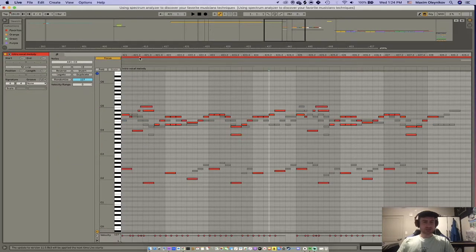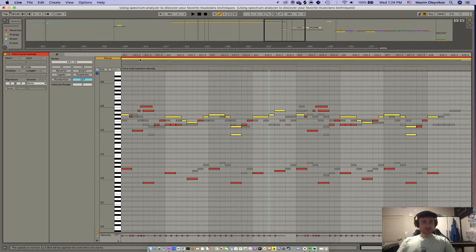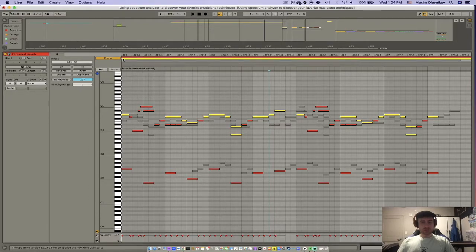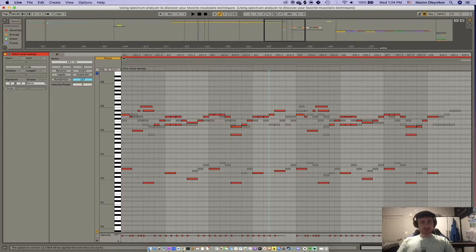So for example, this is the intro vocal melody, and this is the intro melody being played by the bell sound in the very beginning. And you can see as I overlay the two together, the entire intro instrument melody is contained within the vocal melody.